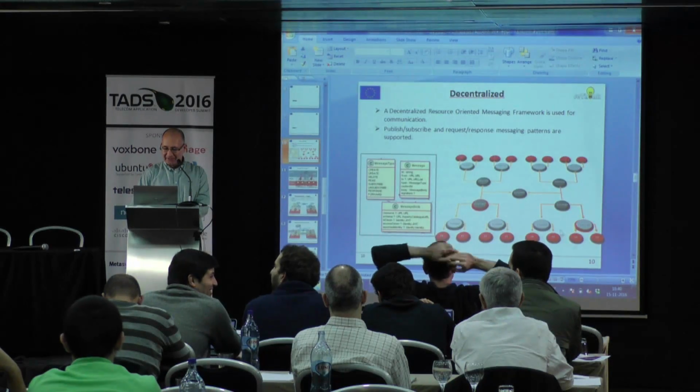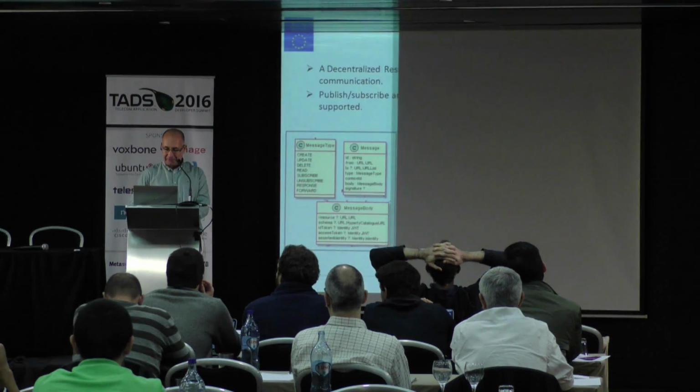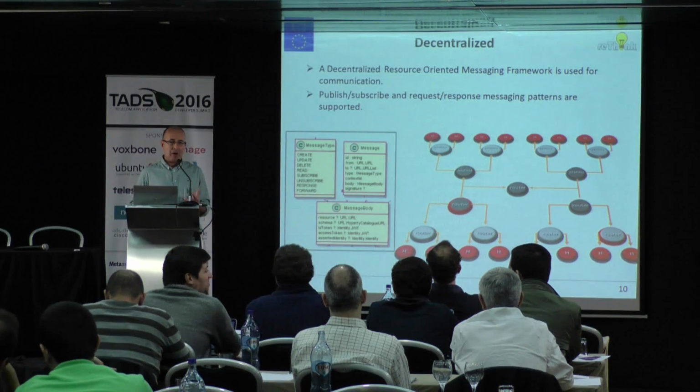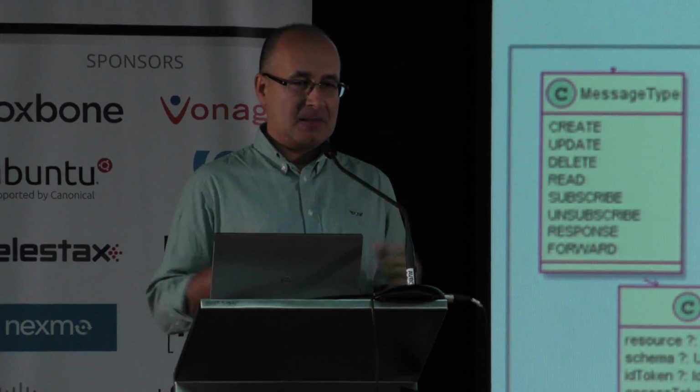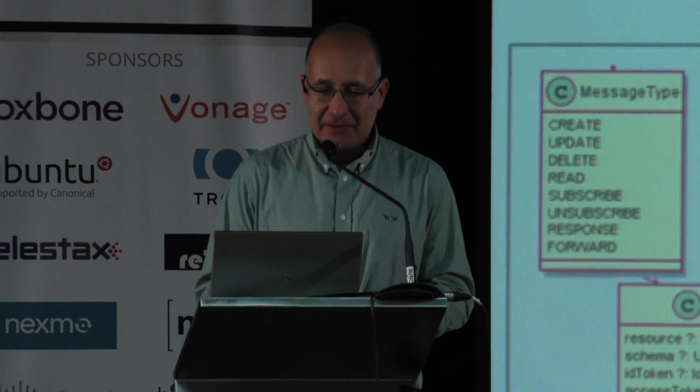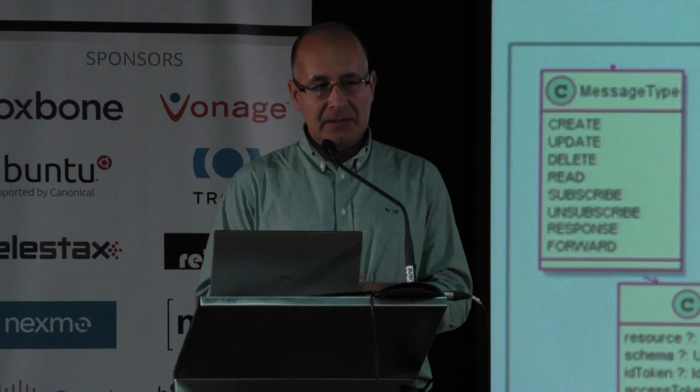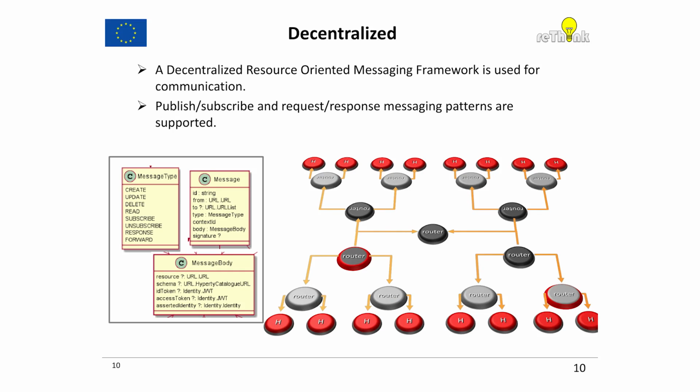Okay, so now going very fast just to show what is behind. So how do we support this? This is almost like magic, right? So what we have here is really a decentralized service framework, a messaging framework with a few virtual routers that are used to route the messages among the different Hyperties. We follow a resource-oriented messaging model.